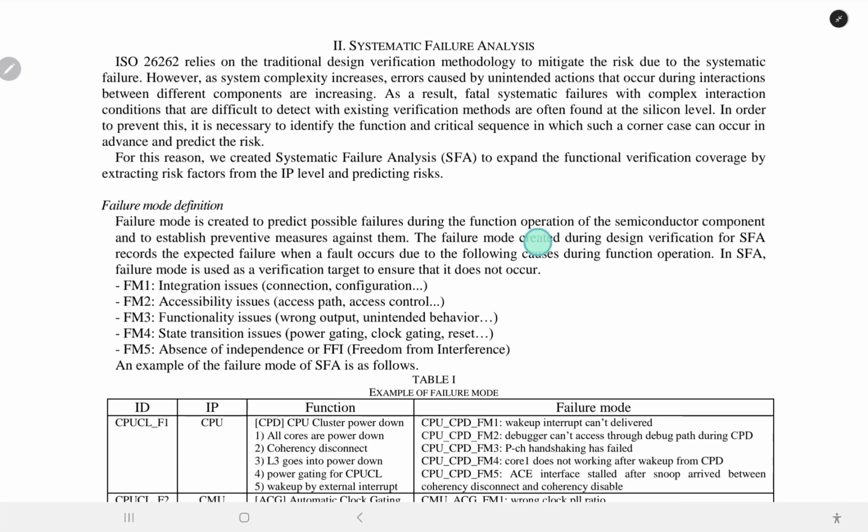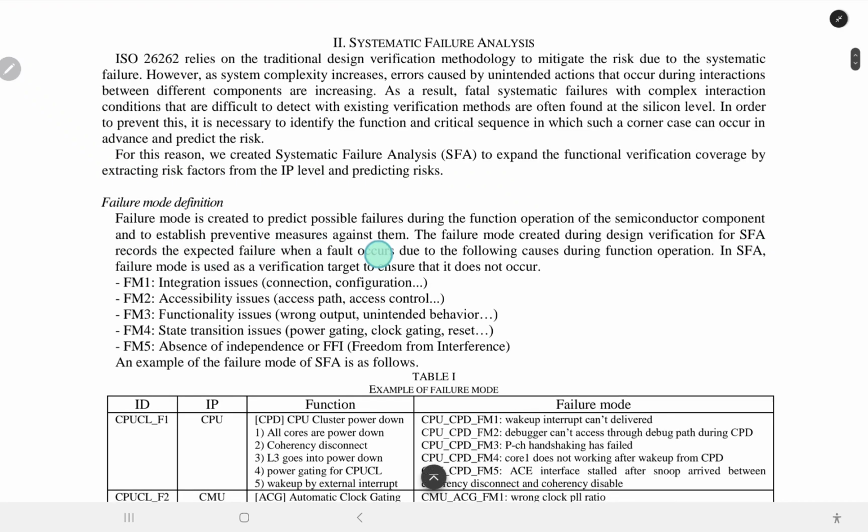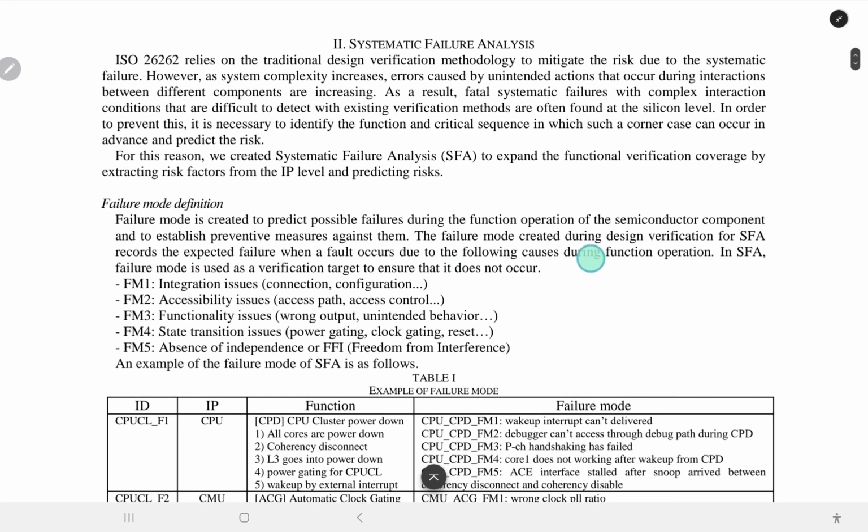The failure mode created during design verification for SFA records the expected failure when a fault occurs due to the following causes during function operation. In SFA, failure mode is used as a verification target to ensure that it does not occur.